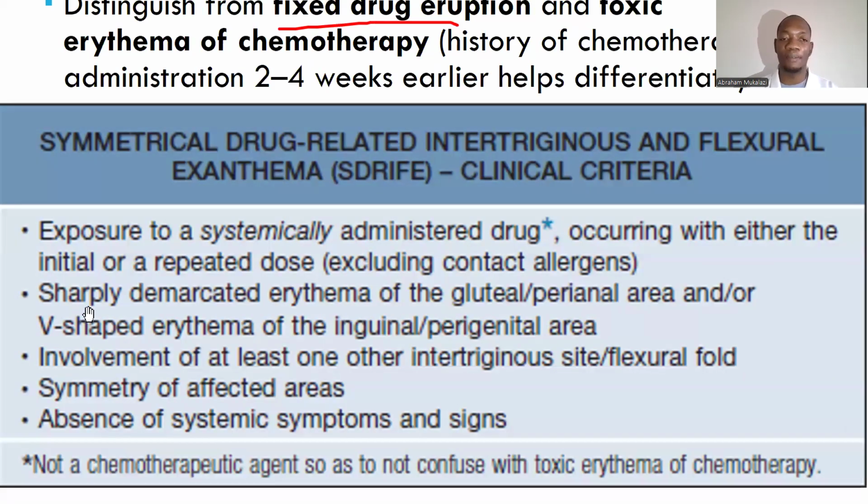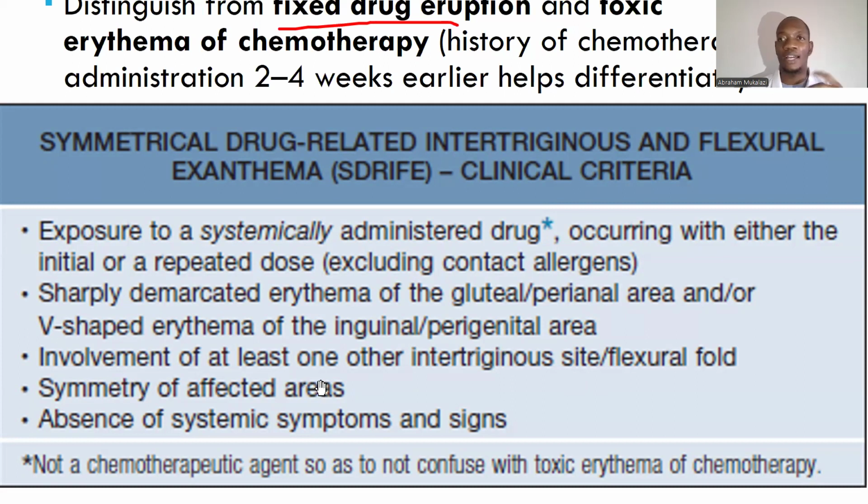Then someone will have sharply demarcated erythema of the gluteal or perineal area, and/or a V-shaped erythema of the inguinal or perigenital area. Then you should have involvement of at least one other intertriginous site or flexural fold.